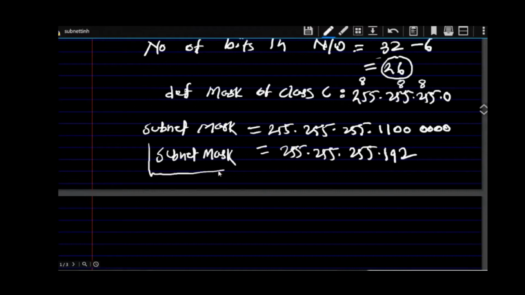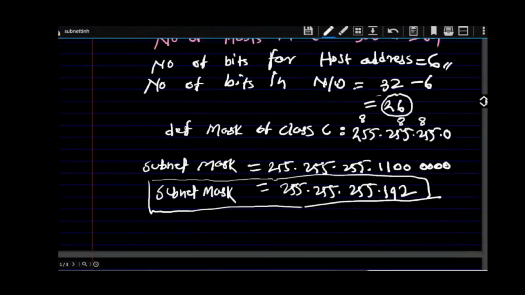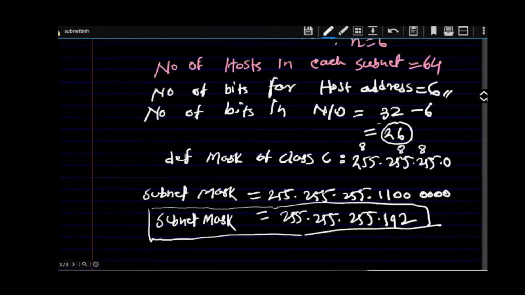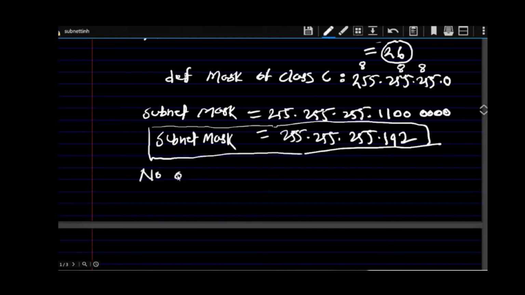So in every example of subnetting, you first have to find the subnet mask. You can find it by adding the extra ones. Here the extra ones are 2. So that's why this subnet mask becomes 255.255.255.192. Okay, now we have to write the starting address and ending address in each subnet. So can you tell me the number of subnets here? The number of subnets is equal to 2 to the power of extra ones.